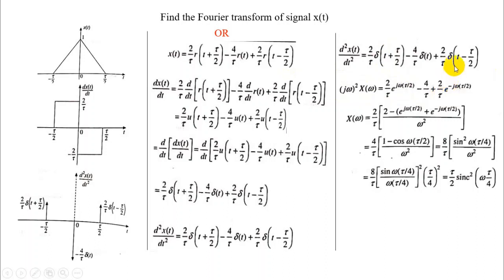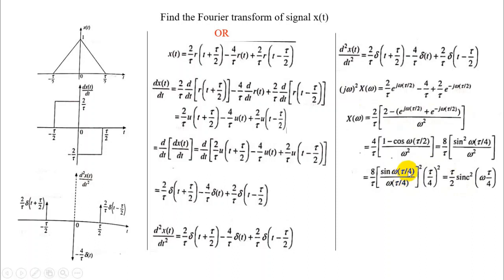In a similar fashion, the Fourier transform of that would be like this. The Fourier transform of delta t is 1, but using the time shifting property, this would be the ultimate Fourier transform. After having the Fourier transform of the whole equation, you need to determine X(omega). After dividing by (j omega) squared, you will get this form.